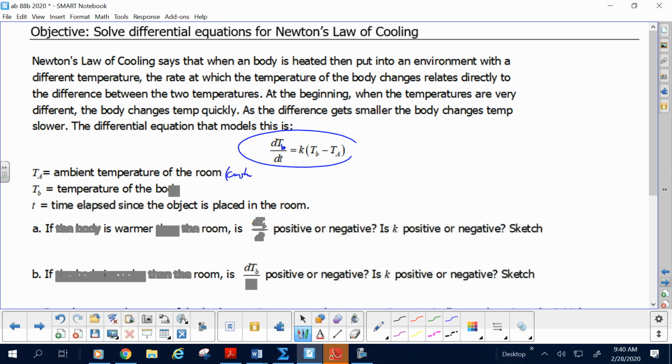Although I'm told physics people say the temperature of the room will change a little bit by putting a lasagna in the room.